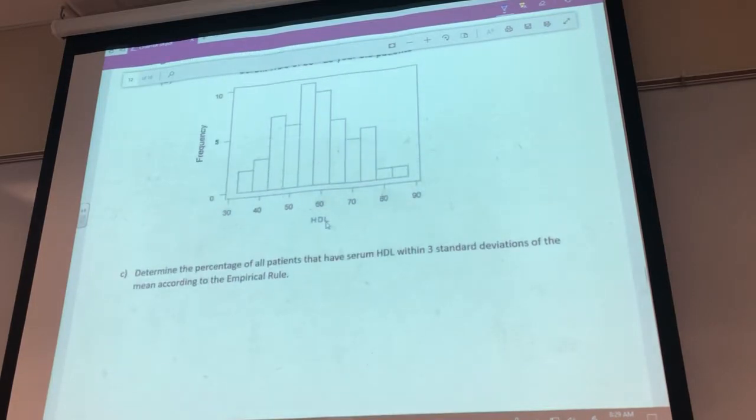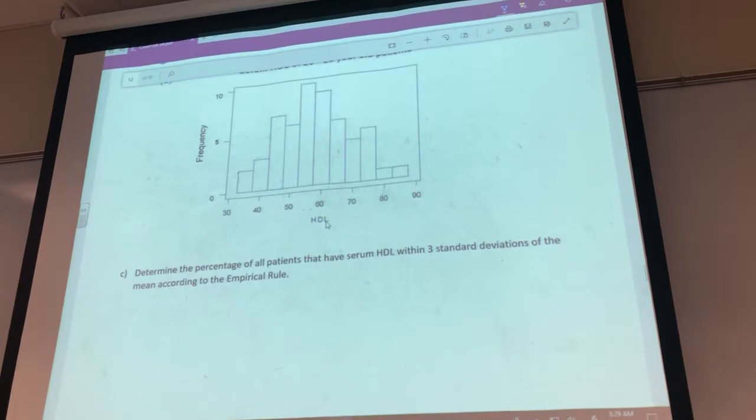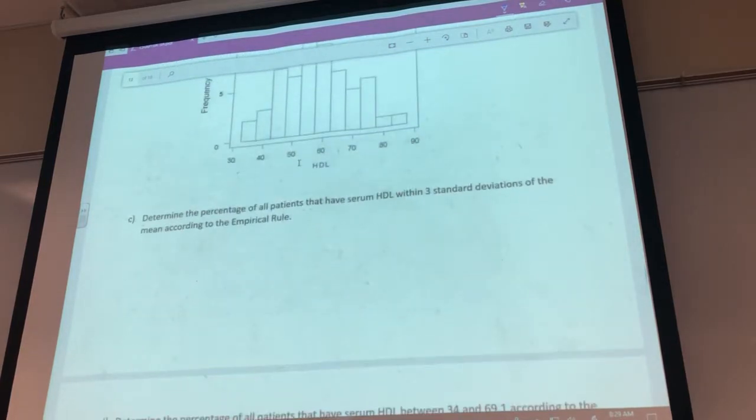So now it says determine the percentage of all patients who have HDL within 3 standard deviations of the mean according to the empirical rule. Well, that one we don't even need to use any of the data, right? If you're within 3 standard deviations of the mean, you're at 99.7. So we don't even need to calculate anything for that. That one's just 99.7. That's not too bad.